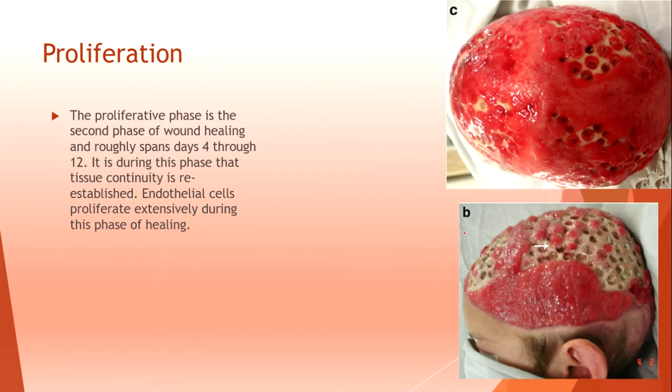Second phase is proliferation. The proliferative phase is the second phase of wound healing and roughly spans days 4 through 12. It is during this phase that tissue continuity is re-established. Endothelial cells proliferate extensively during this phase of healing. If you look at this slide, you have so-called granulation tissue. What does it mean?